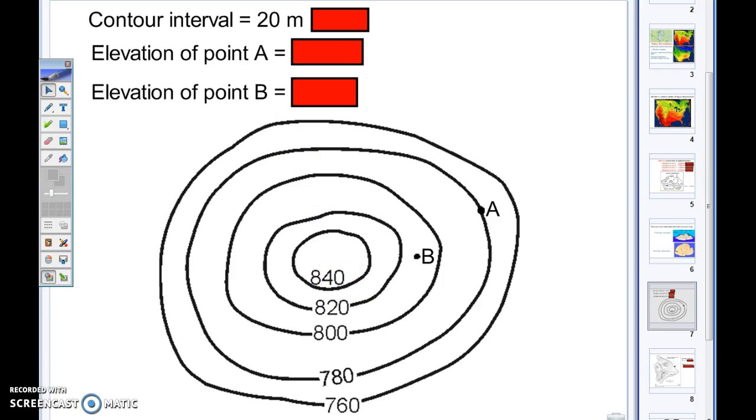Now determine the elevation for location A. Location A is located on the 780 contour line. Therefore, we can determine that the elevation of point A would be 780 meters. Looking at location B, determine the elevation for location B.